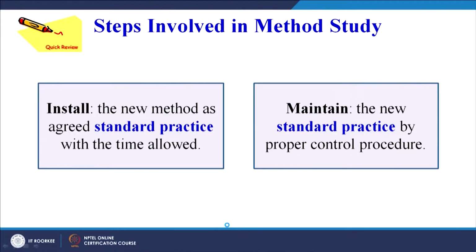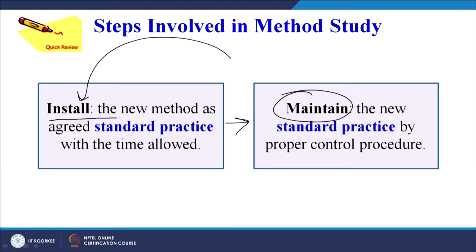Now, steps involved in method study. These are the last two, as I have already highlighted. The first one is install. Once you have installed, then you go to maintain. So in installation, the simple explanation can be: install the new method as agreed standard practice with the time allowed. Now the time allowed part we have to calculate, and for that we will carry forward our discussion maybe in the next week on work measurement, where we will try to find out what the standard time is and how to calculate the standard time for different operations or activities or tasks at hand.